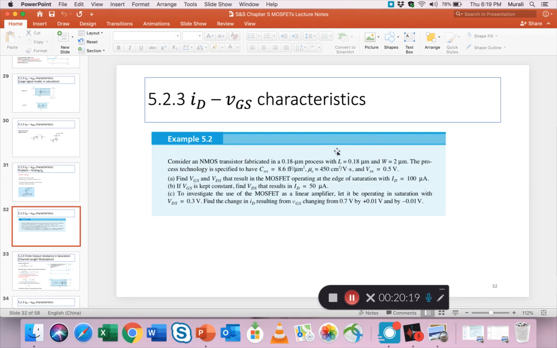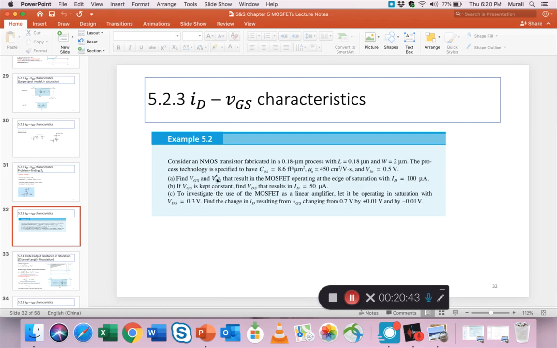So there's a length, there's a width, COX is given, electron mobility mu n is given, and then VTN. This is your threshold voltage. Like I said, sometimes they'll give you the N, sometimes they don't, but normally N means NMOS, P means PMOS, right? So watch out for that.